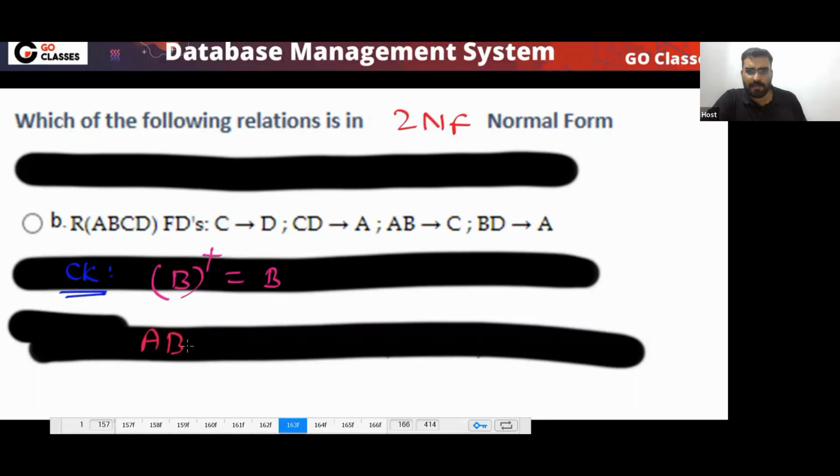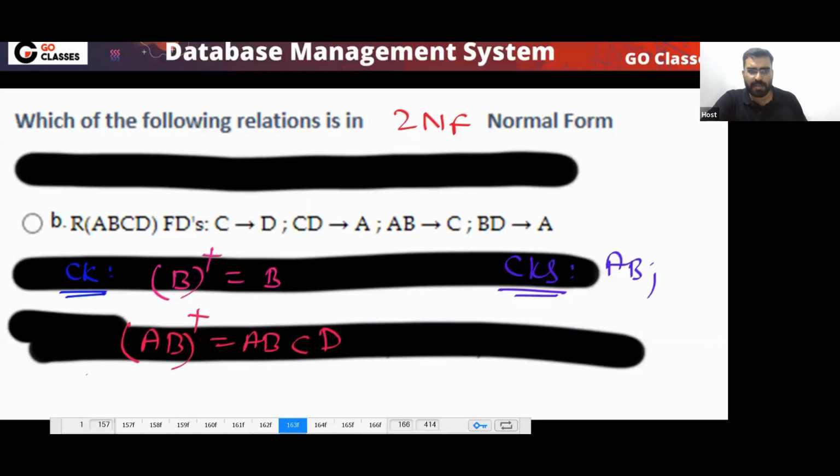Let's check AB plus. AB plus can determine AB, and AB can also determine C. C can determine D. So AB is a candidate key. So I can say AB is a candidate key.